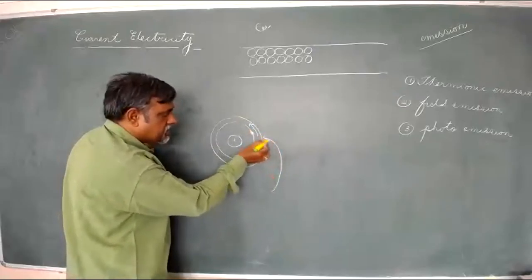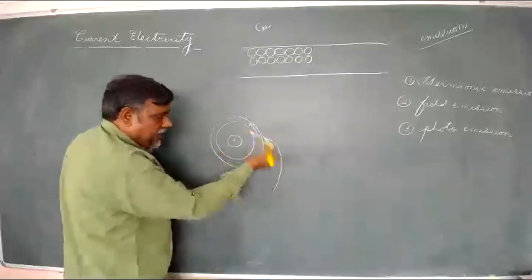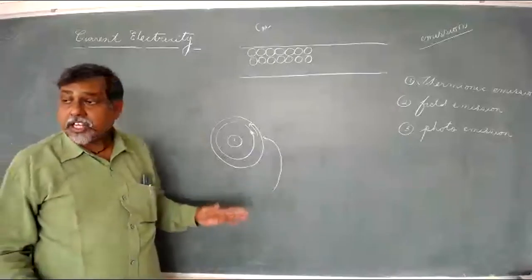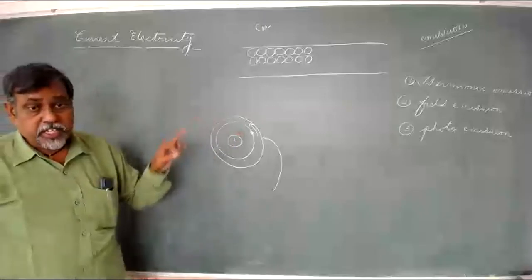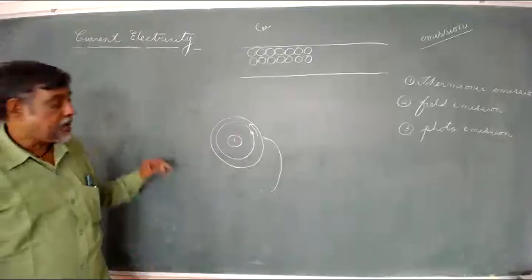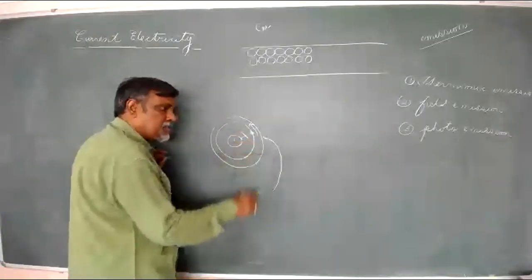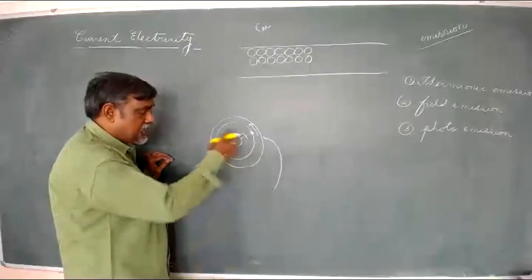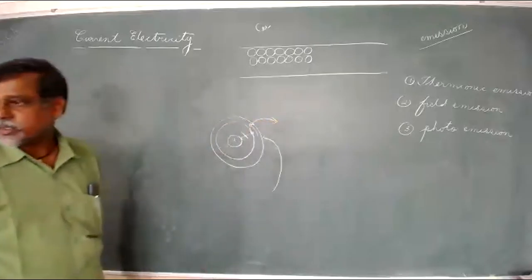So when heat energy is given to the atom, the uppermost electron will absorb the heat energy. Momentarily, the energy of the electron increases. When the electron's energy increases momentarily, what happens then? The nucleus attraction force between these two is broken. The electron will be able to overcome the nucleus attraction force, and the electron will come out of the atom in the free state.